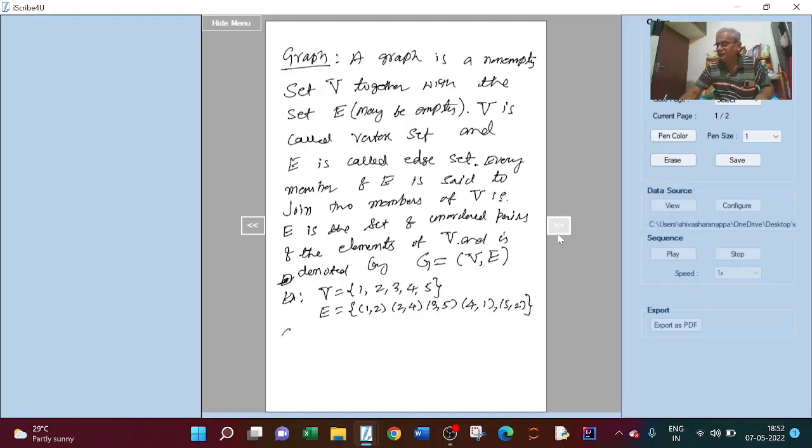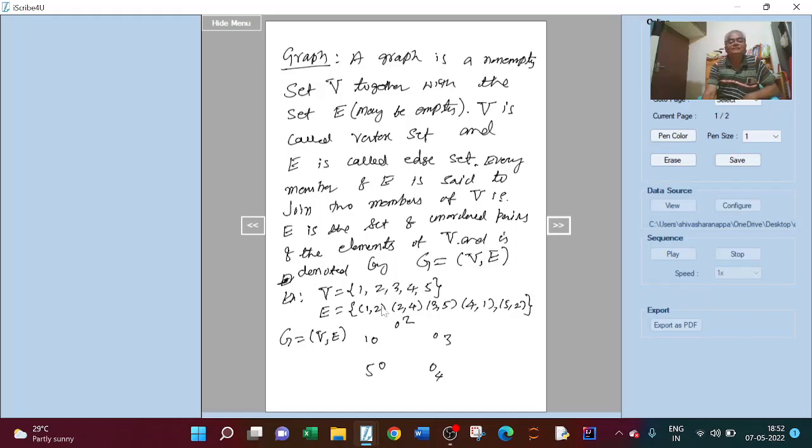Then if I write G equal to (V, E), this is nothing but a graph. And we can represent this in pictorial form. I will represent the elements of V by points, and the elements of E by lines. How many points are here? 1, 2, 3, 4, 5. Let me denote them: this is 1, this is 2, this is 3, this is 4, and this is 5. I have represented the elements of V by points.